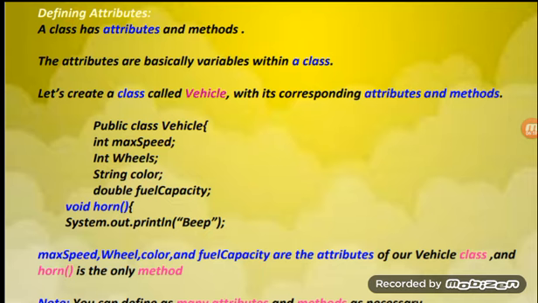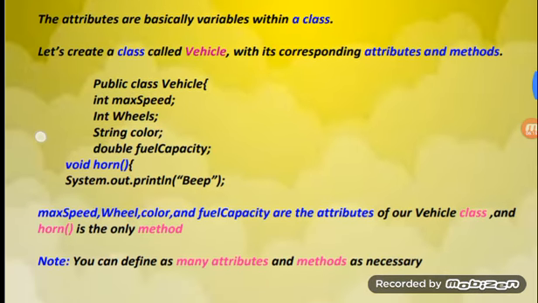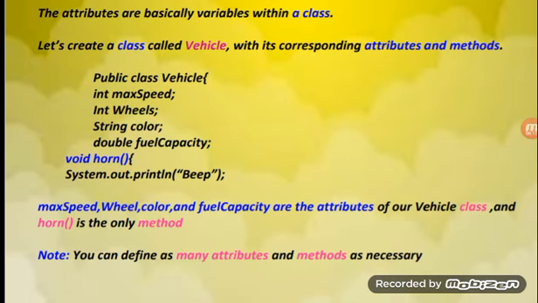A vehicle has some attributes and methods. Here I am taking one example program. The public class name is Vehicle. The speed is a number, so I am taking an integer for the maximum speed, and an integer for wheels, because it is a number. A string is the color, which is a string. Double is for the fuel capacity, which is very long, so I am taking a double here.